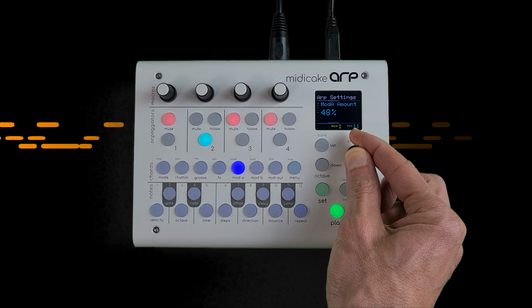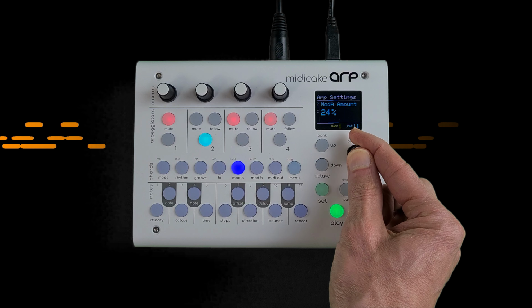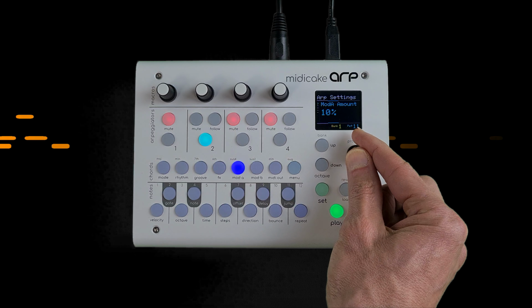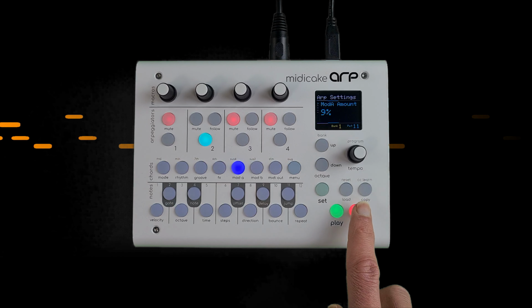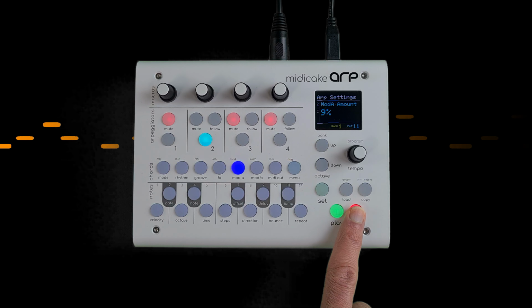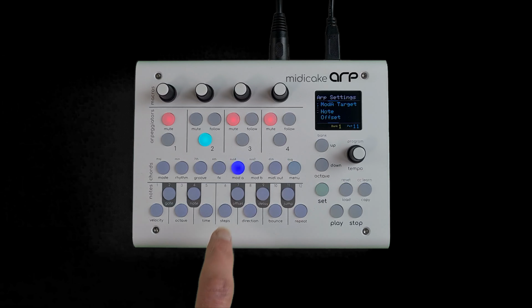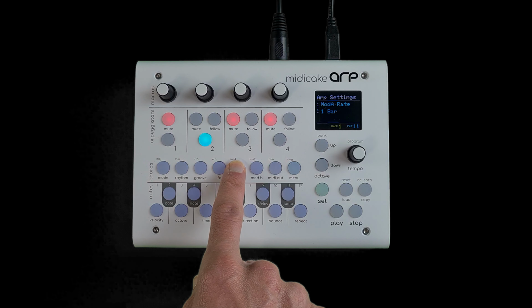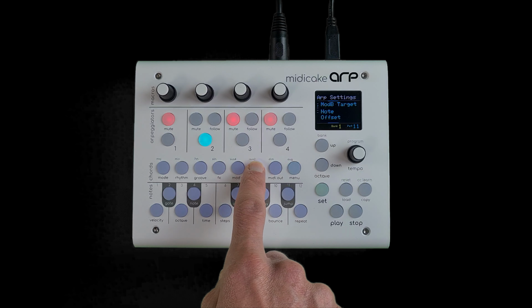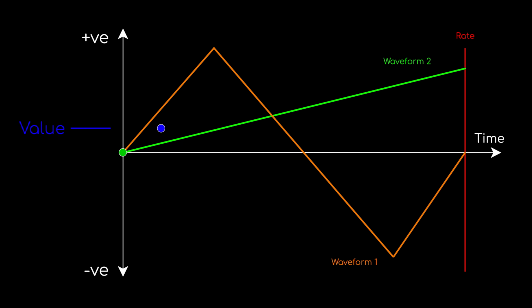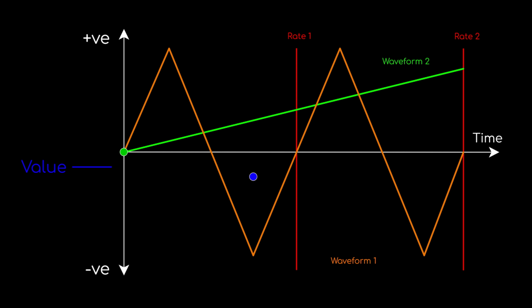In fact, right now, ARP has 27 modulation targets, and this number is growing with each update. You can even modulate things like MIDI channel. To get even more from MIDI modulation though, ARP gives you 2 waveform modulators per channel. You might choose to modulate 2 different targets, but you can also apply both modulators to the same target, which makes for some very interesting results.